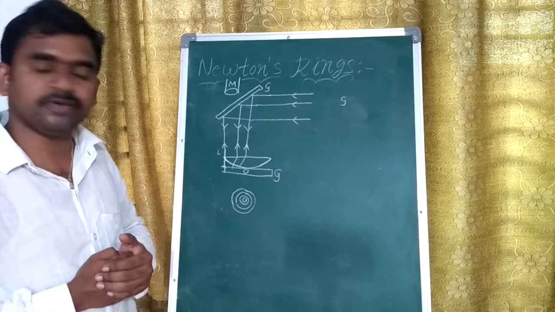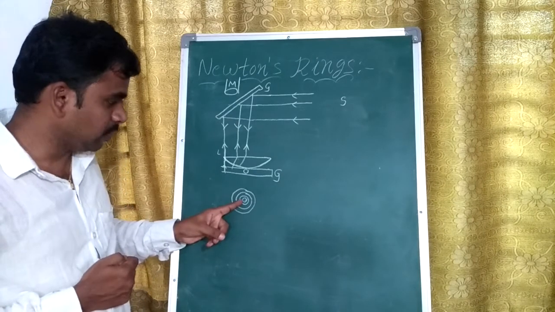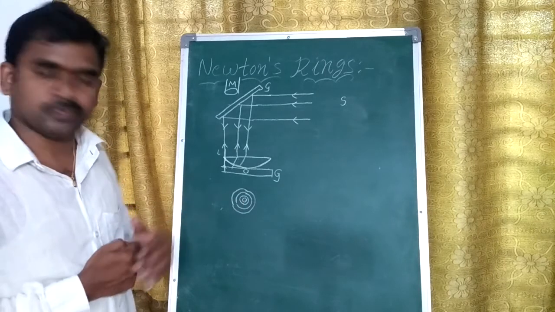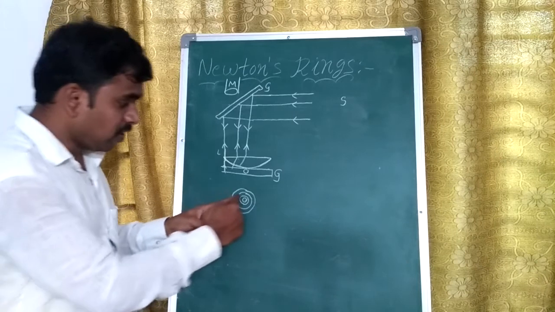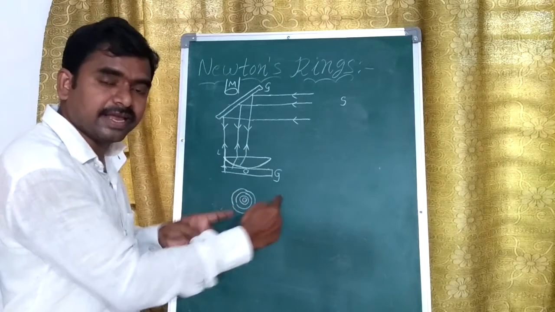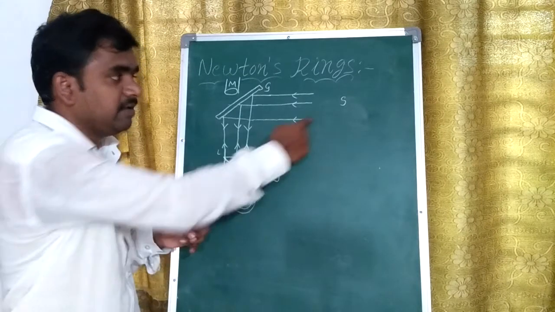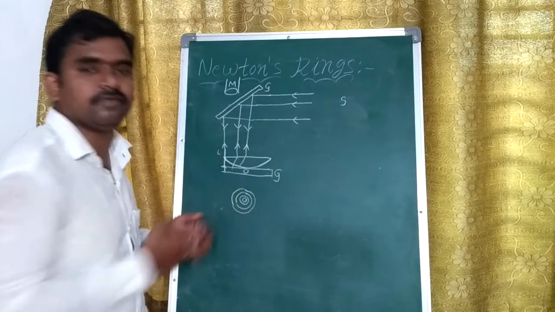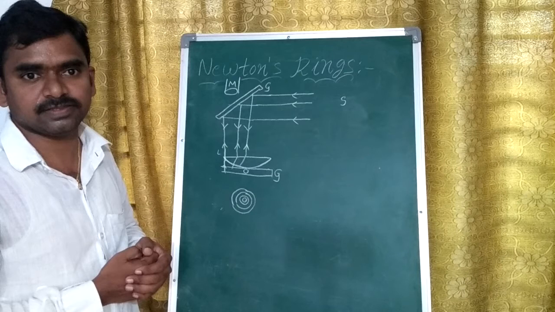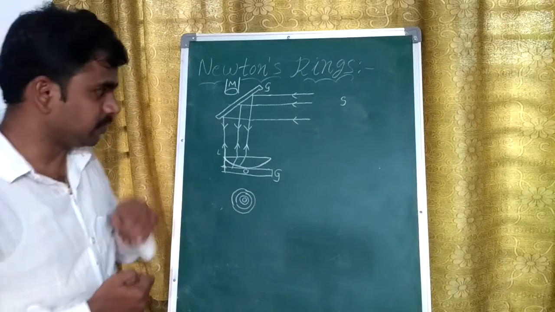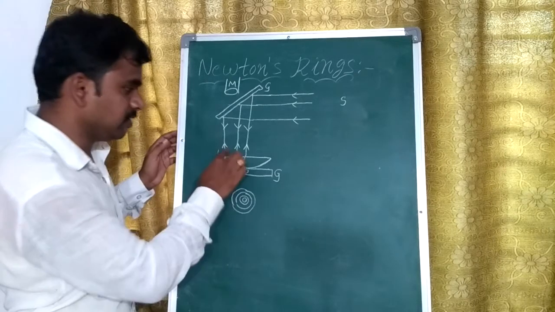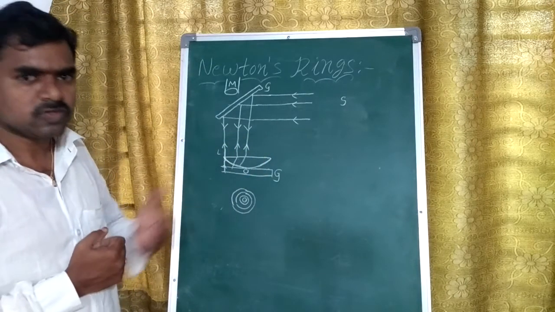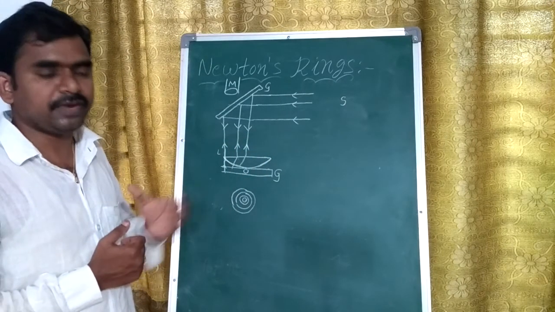Now, the next point we have to discuss is why at the center we observe the dark spot. Next, how the radius of the ring depends upon the wavelength of the source of light and the radius of curvature of the given plano-convex lens. To understand that, we have to take the total arrangement of the plano-convex lens. So how did the plano-convex lens come about?